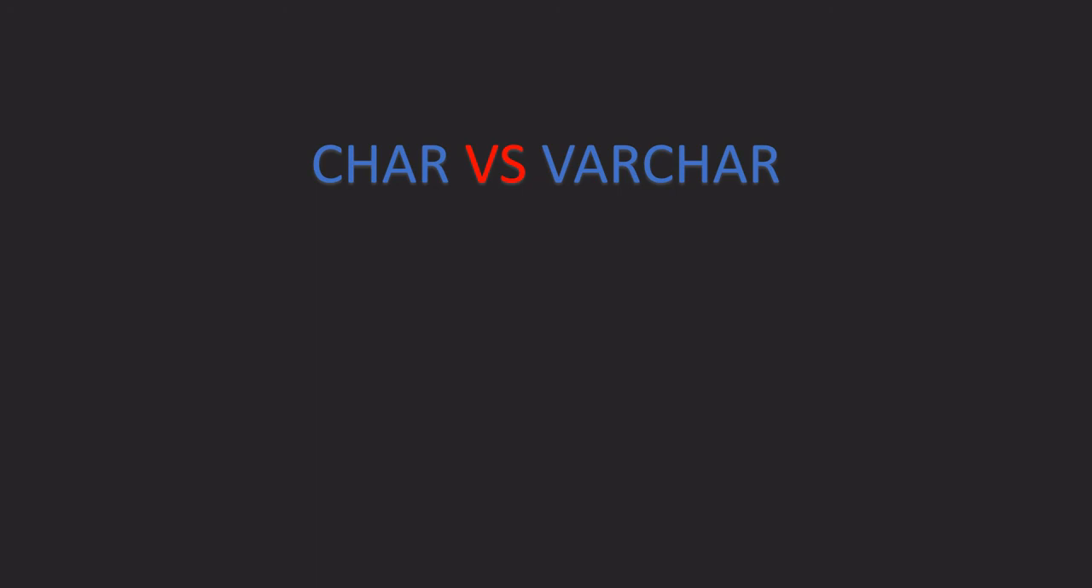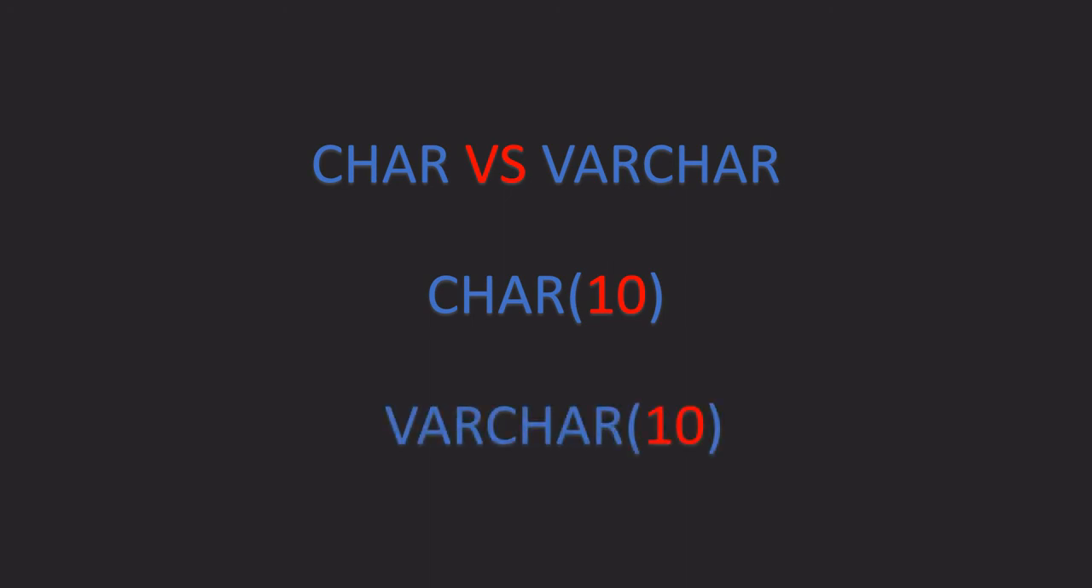The difference between char and varchar is that char has a fixed length. That means char is a fixed length data type, and varchar is a variable length data type. For example, char(10): if we are going to store t in char(10), then when we are storing t, all 10 spaces are taken for storing the t. But if we use varchar(10), then varchar takes only the necessary space to store the t. That's the difference between char and varchar.